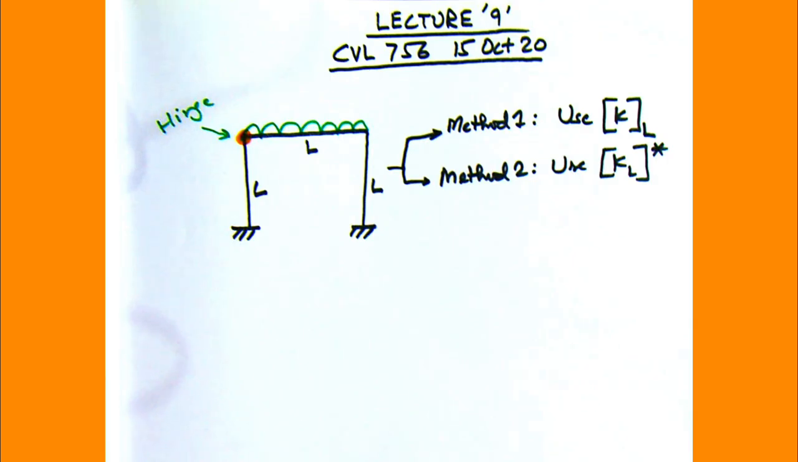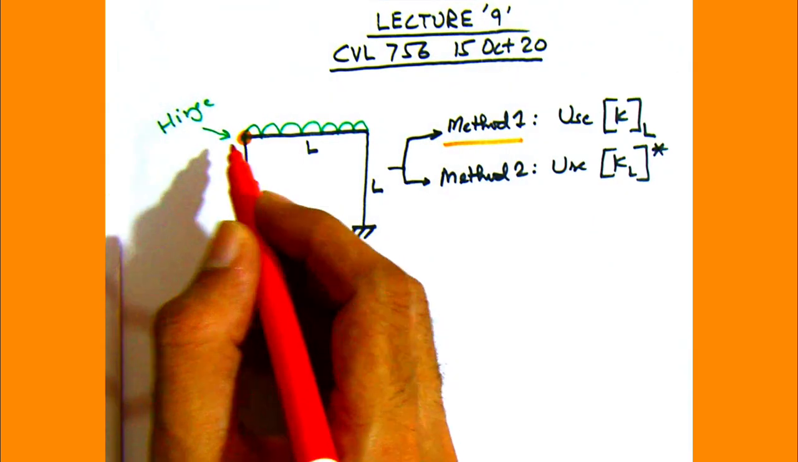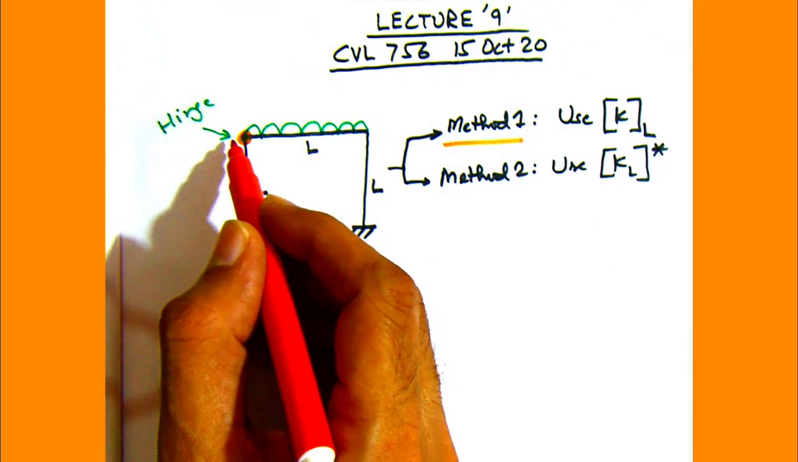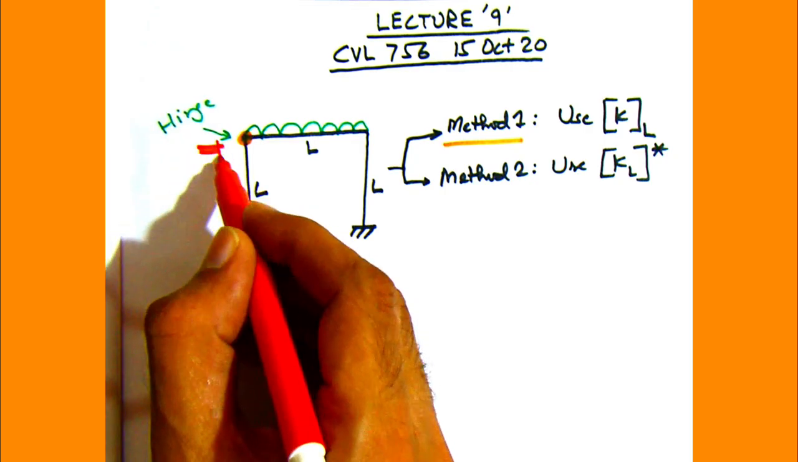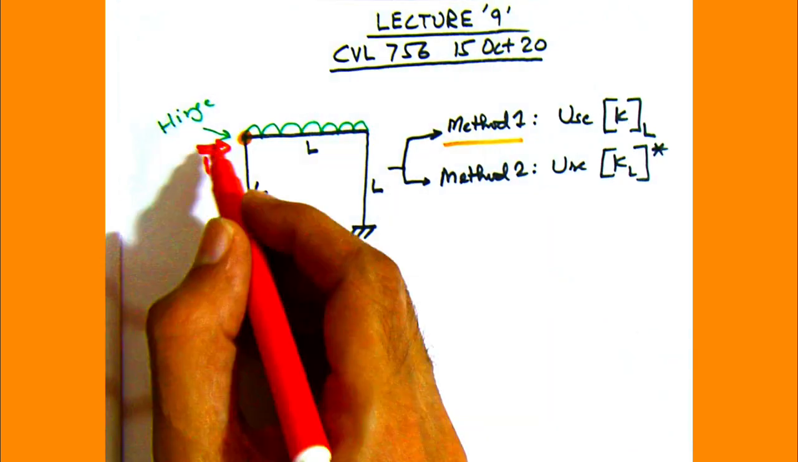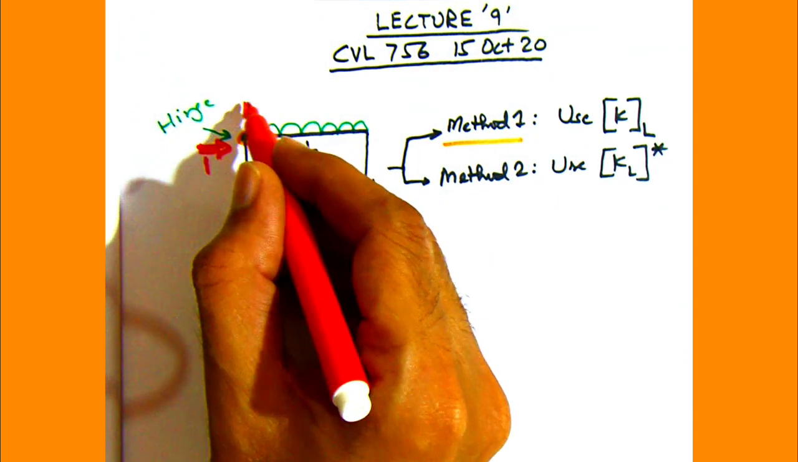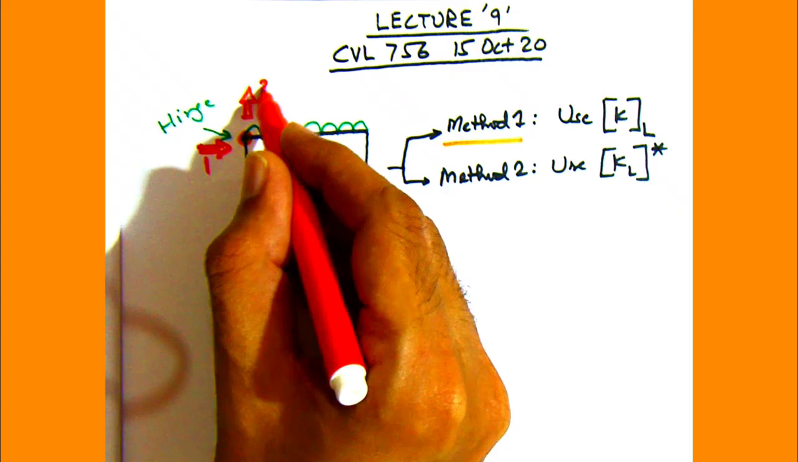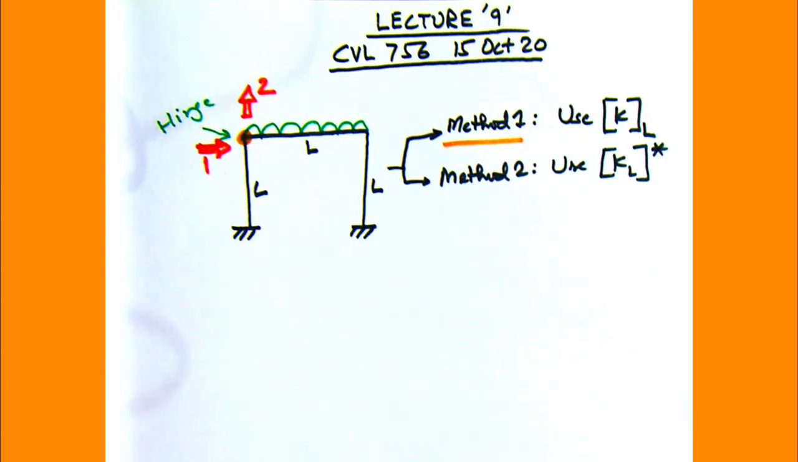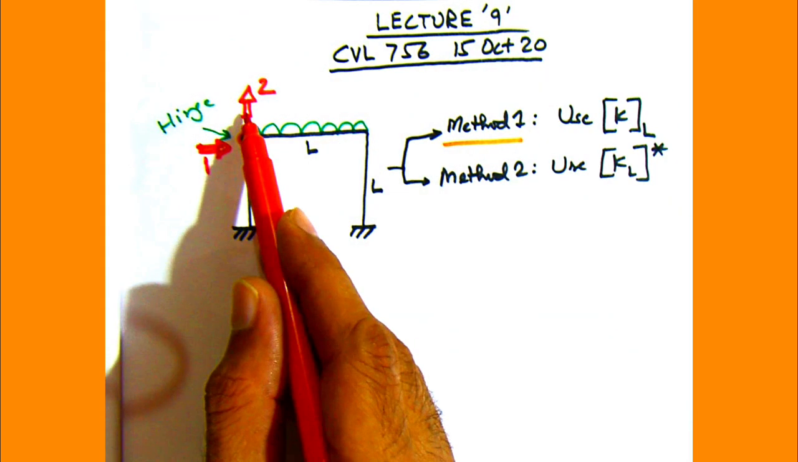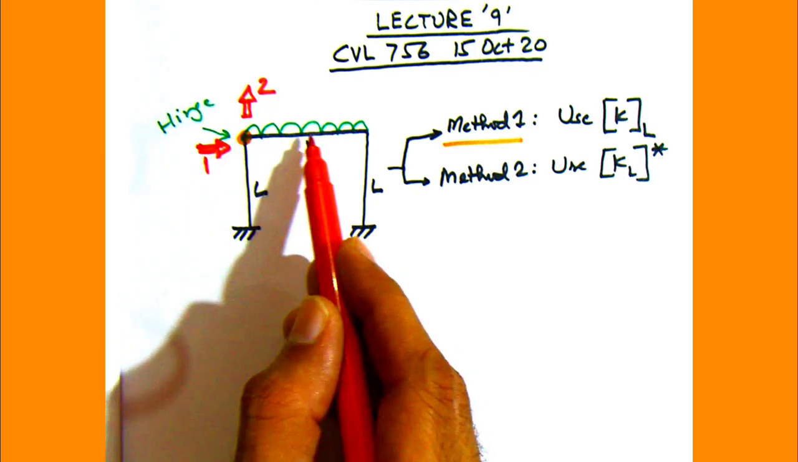So we first use method number 1. In method number 1, we have to identify the degrees of freedom. I am just marking here. We begin with the unrestrained joint, so we have the degree of freedom 1. I'll be using double arrows to mark the degrees of freedom. And then we have the vertical translation. So the horizontal translation and the vertical translation are common to both these members.